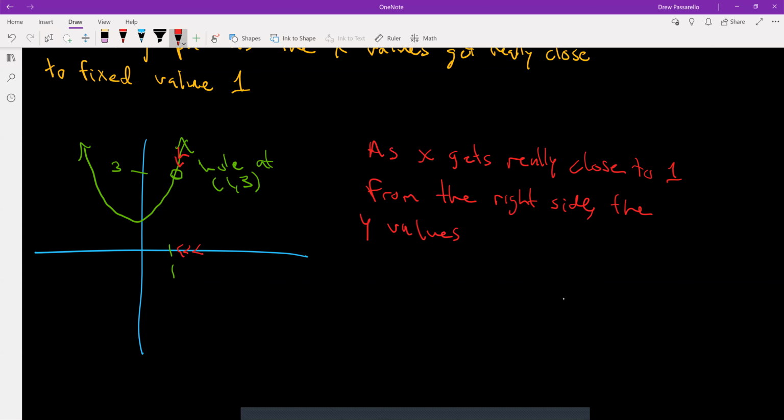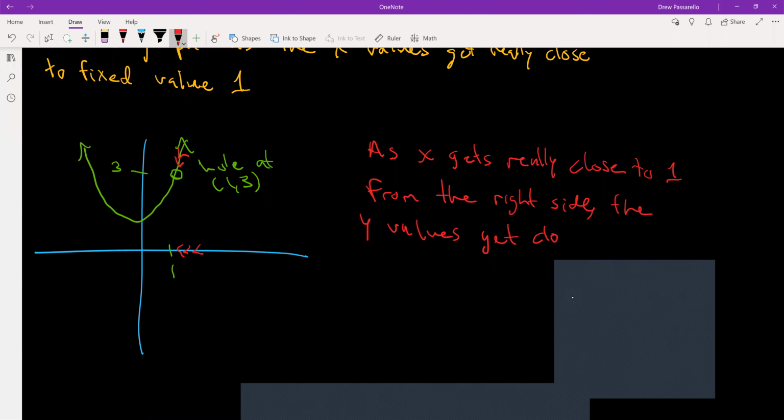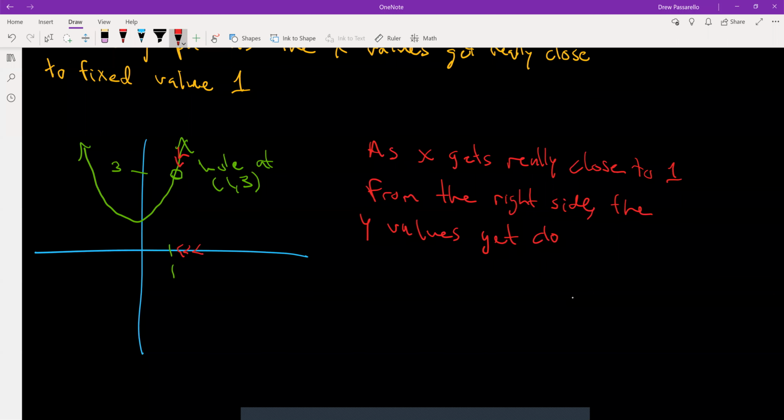So we say as x gets really close to 1 from the right side, the y values get really close to 3. So the y values get really close to 3.